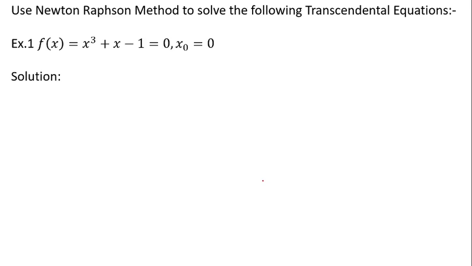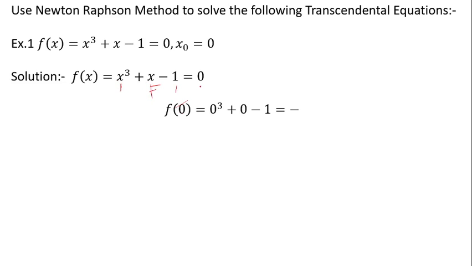In solution, first let us write down f of x, which is given. F of x is given as x cube plus x minus 1, which is given. Correct. Then write down the value of f of 0. Put x is equal to 0 here. So what we get? 0 cube plus 0 minus 1, which is equal to minus 1. Then find out f of 1. When you put x as 1, you get 1 cube plus 1 minus 1 is equal to 1.